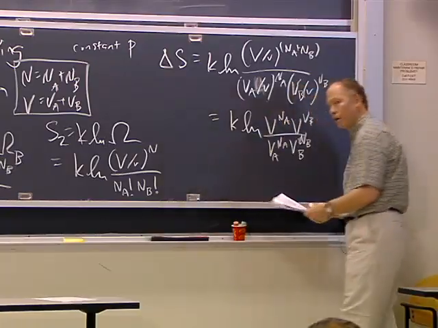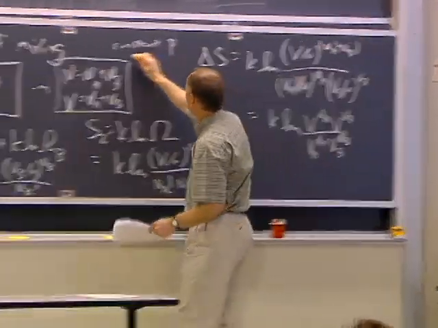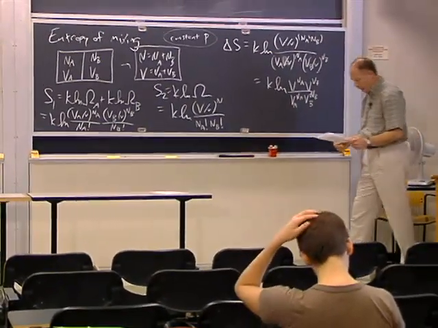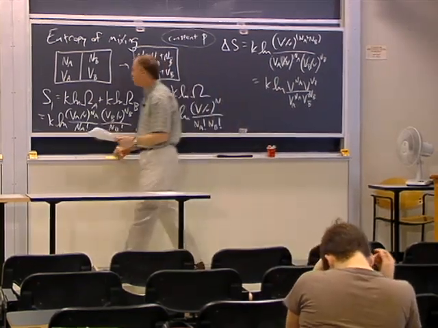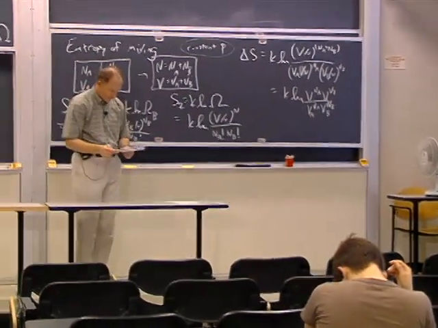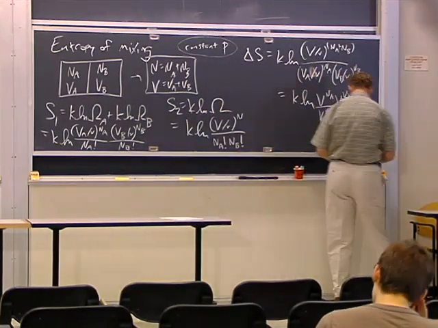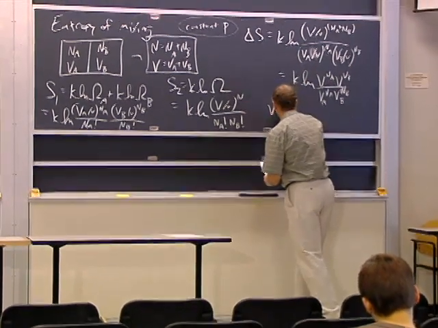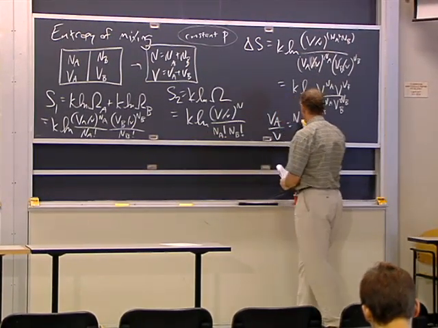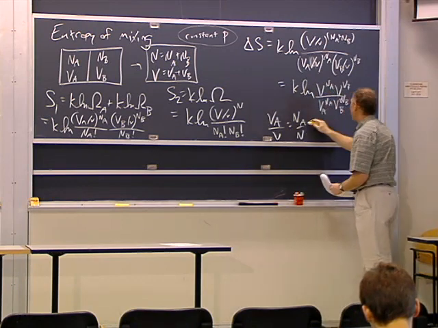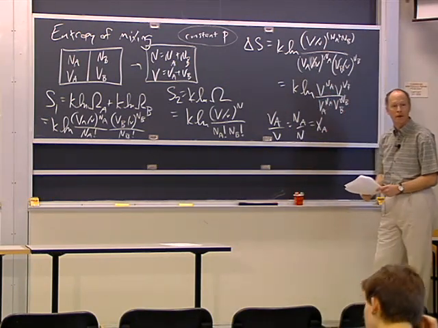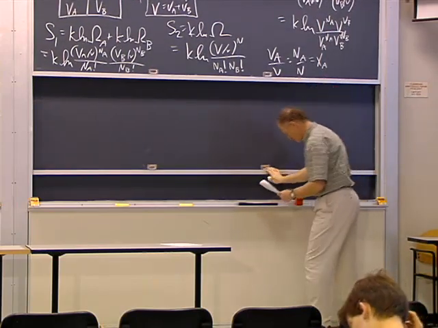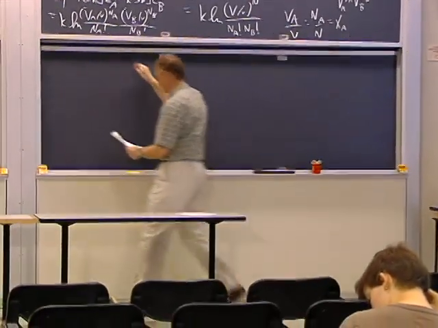And now we're going to go back and use the fact that the pressures are the same all the way through, right? And what that means is that the volumes must be in the same ratio as the number of molecules, right? So, for example, VA over V is the same as NA over N, and that's just equal to XA, the mole fraction of A, and the same for B. So we can substitute that.